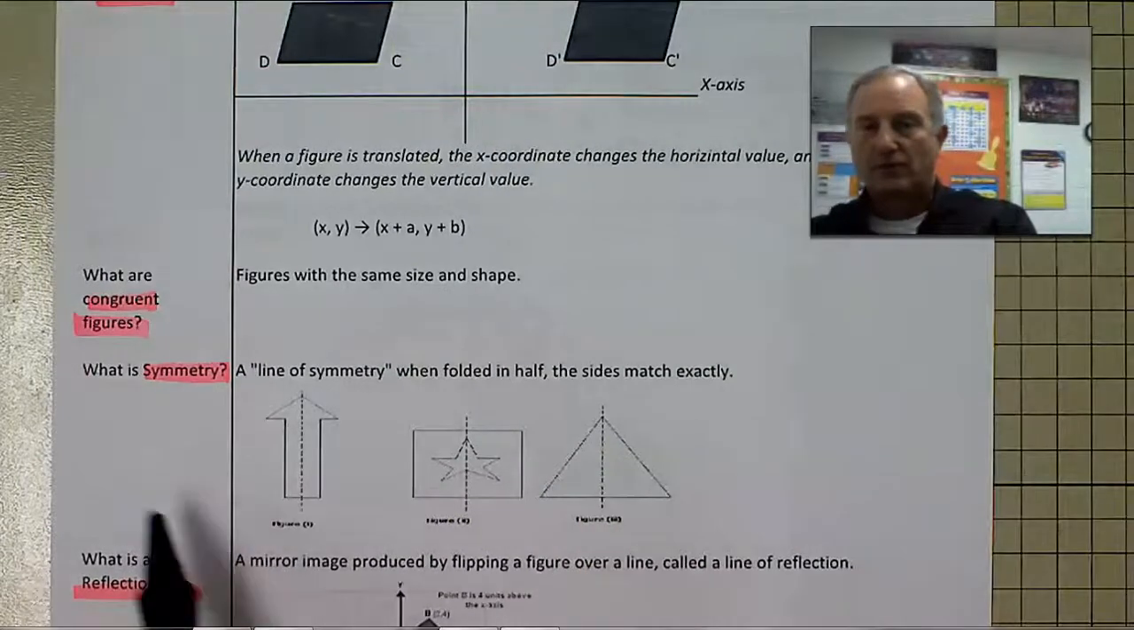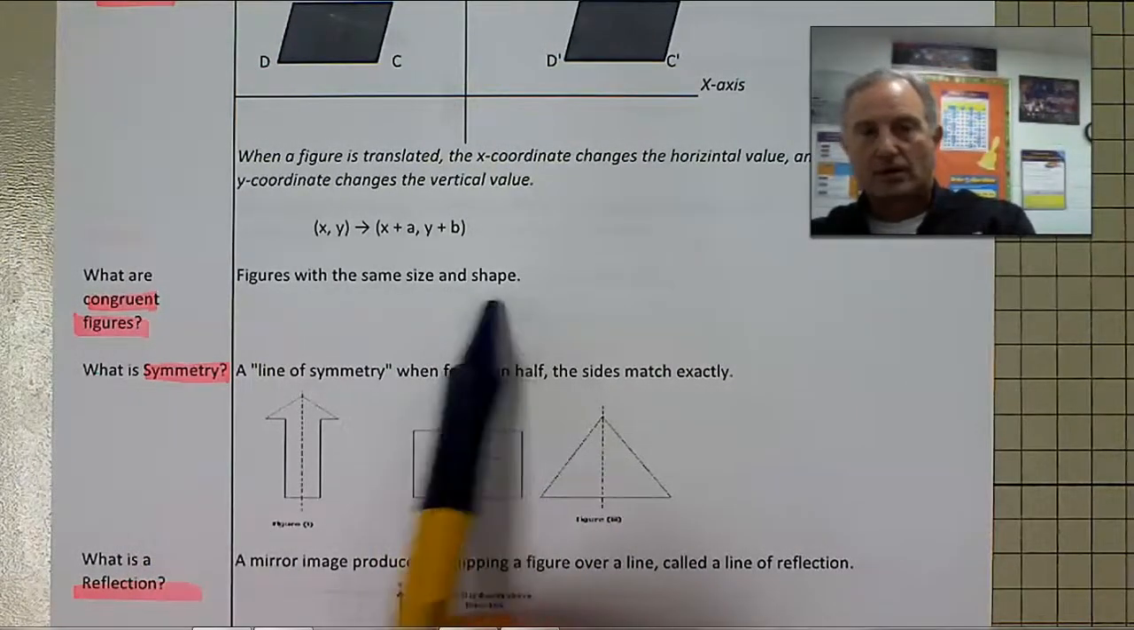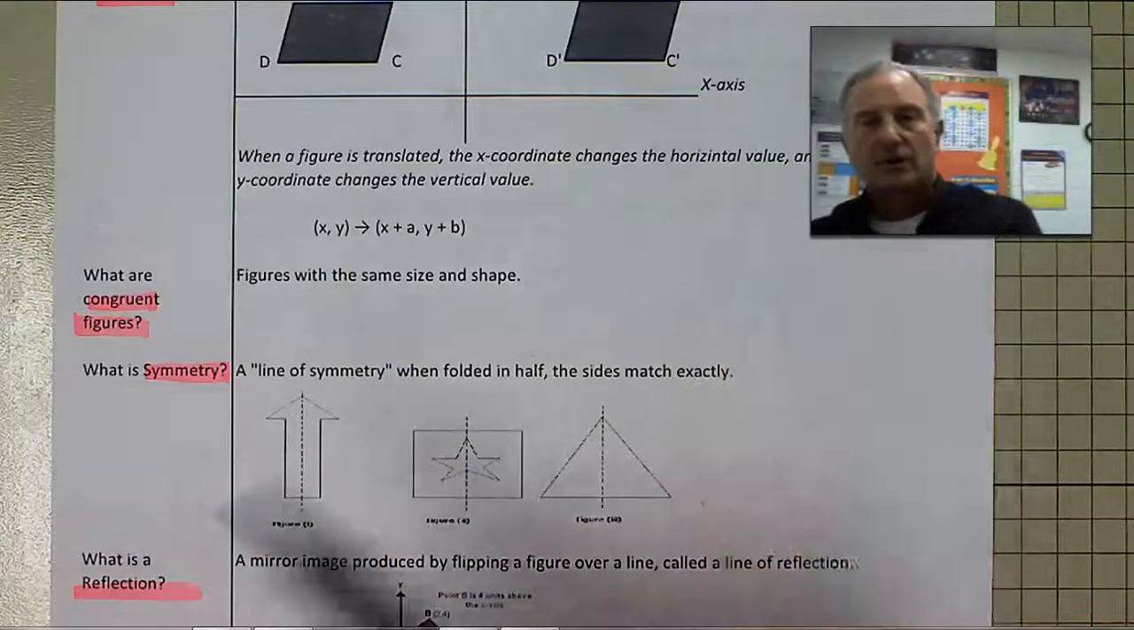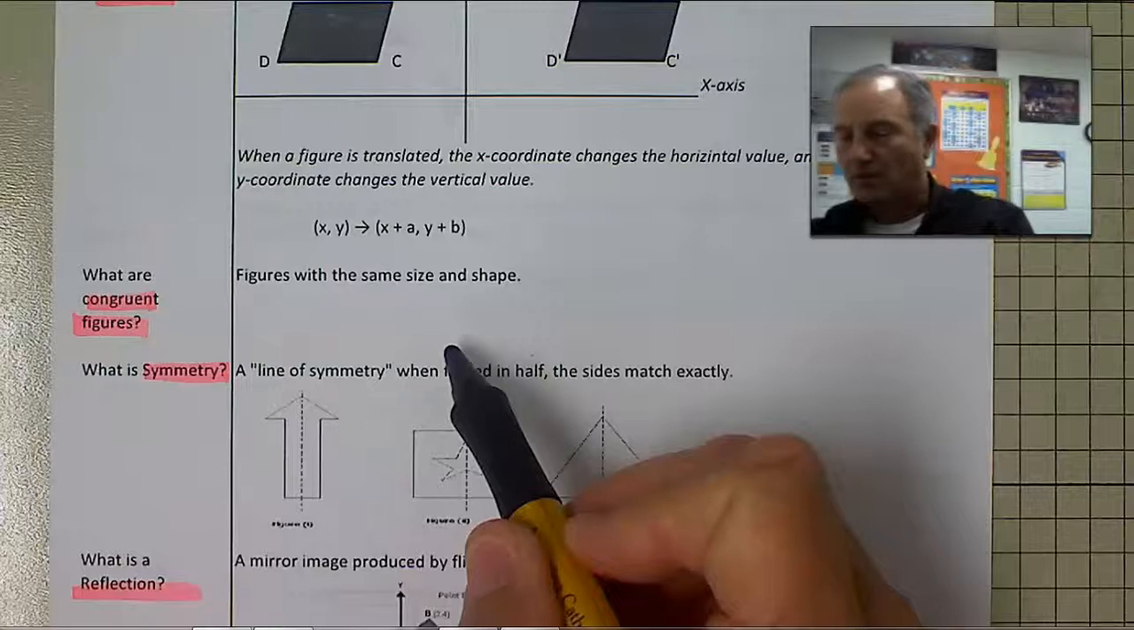Congruent figures. Congruent means the same size and shape, okay? All the sides have the same measure. All the angles are the same. Everything's the same, they're exact, okay?